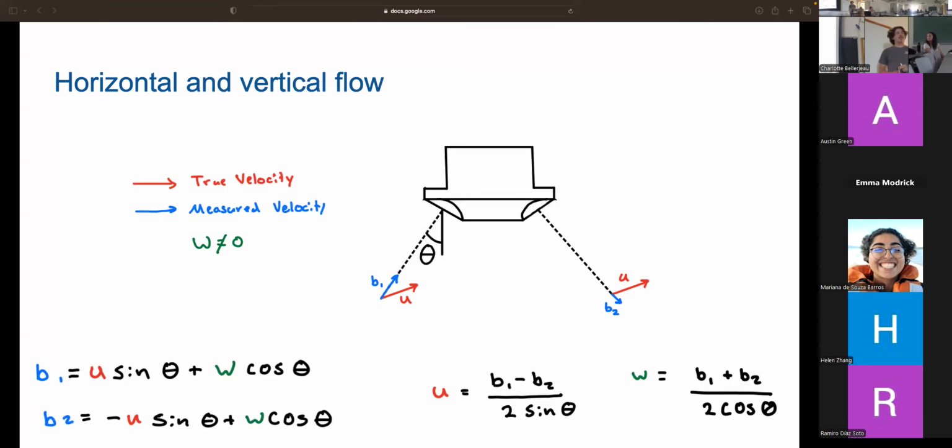I think I'm still trying to get myself to the same. Yes, so I think that this ADCP is looking down into the skin. Yes, it's like vertical here.